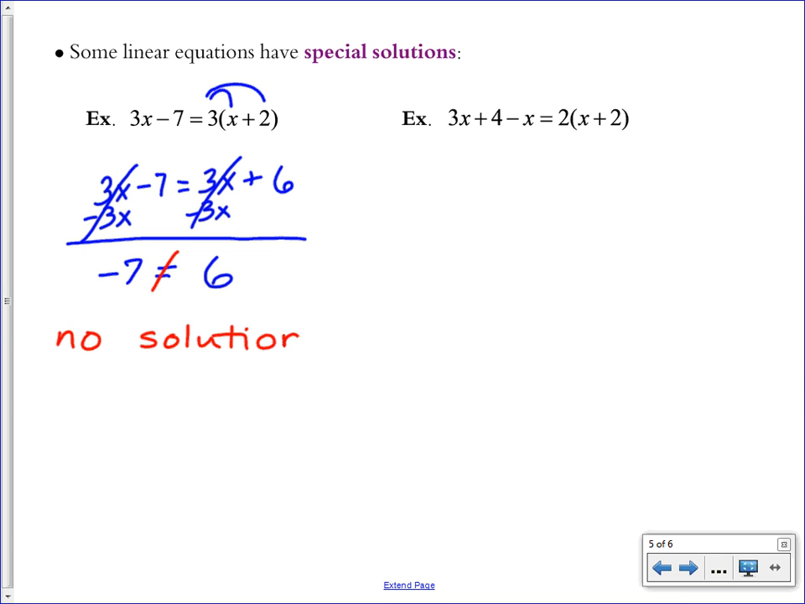In the original equation, there is literally no value for x that you could plug in that would get you the same thing on both sides of the equal sign. Therefore, this equation has no solution.